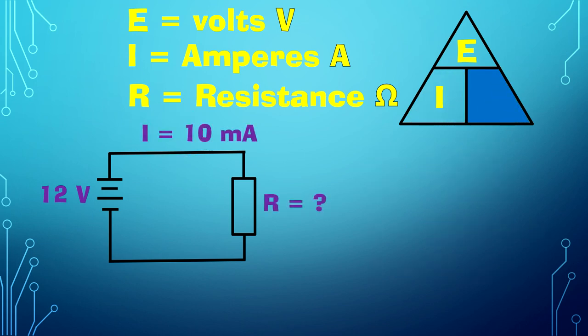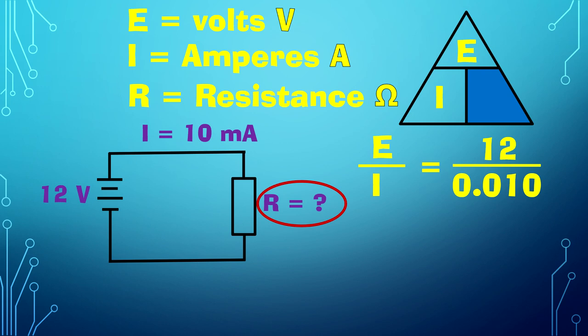All right, in this circuit, we're looking for the resistance. We have 10 milliamps, and we've got 12 volts. So for the 10 milliamps, to put into our equation, we need to change that to amps. So if we've got E over I, we're going to have 12, and then we change the milliamps to amps. We're going to move that decimal place 3 places to the left, which will give us 0.01 amps. So 12 divided by 0.01 gives me 1200 ohms.